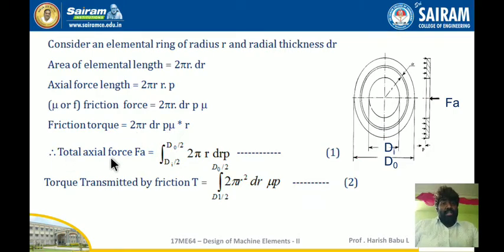The total axial force is obtained by integrating from Ri to R0, or di by 2 to d0 by 2, of 2 pi r dr into p. The torque transmitted will be given by T equals the integration from di by 2 to d0 by 2 of 2 pi r square dr into mu p. This is the basic equation for finding the torque of the clutches.